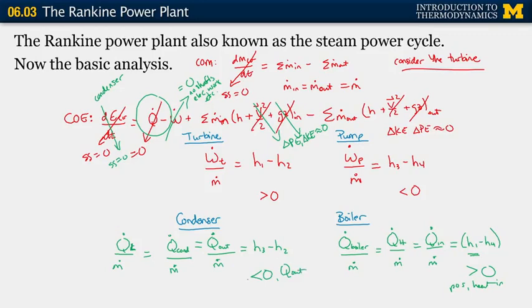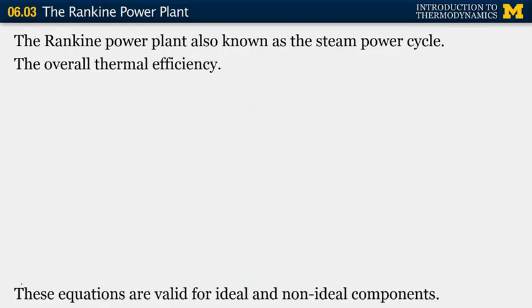Okay? So now we have the basic analysis. Those are the 4 components. We've got governing equations for the conservation of energy for each one. Now we can put it together and look at the overall efficiency or performance for the steam power cycle. Okay, so the overall thermal efficiency, remember, for any power plant is defined by the work out of the cycle divided by what we paid for to get it, which was the heat transfer into the cycle.